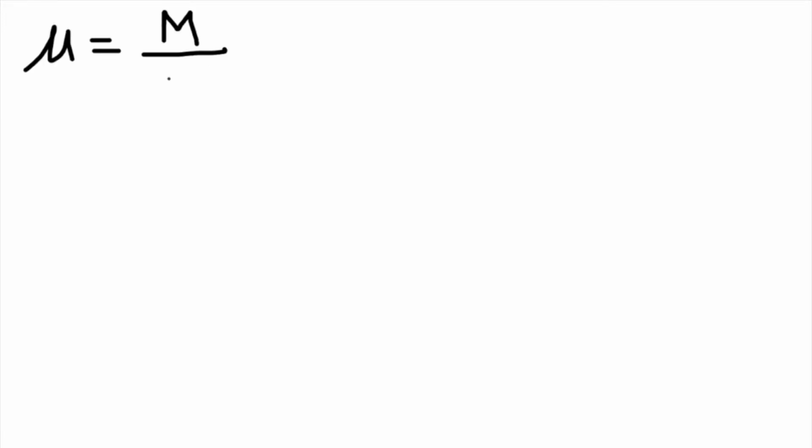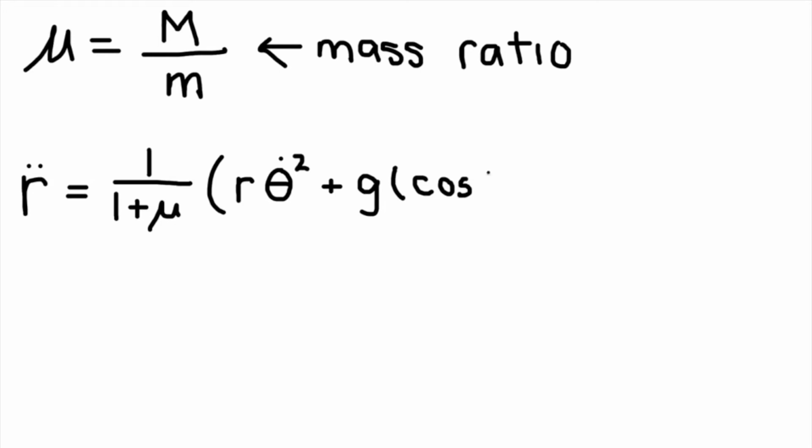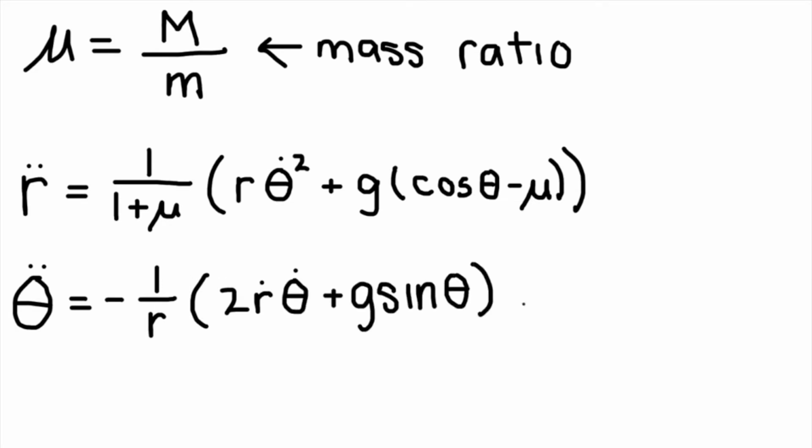If we define the quantity mu as the mass ratio between the two weights, then the equation of motion for the swinging Atwood machine can be expressed as follows. However, these equations do not have analytical solutions that can be easily solved for. As a result, one of the most interesting features of the swinging Atwood machine is that it is an example of nonlinear dynamics. By looking at the equations, we can see that they are both nonlinear differential equations, hence why they don't have any analytical solutions.